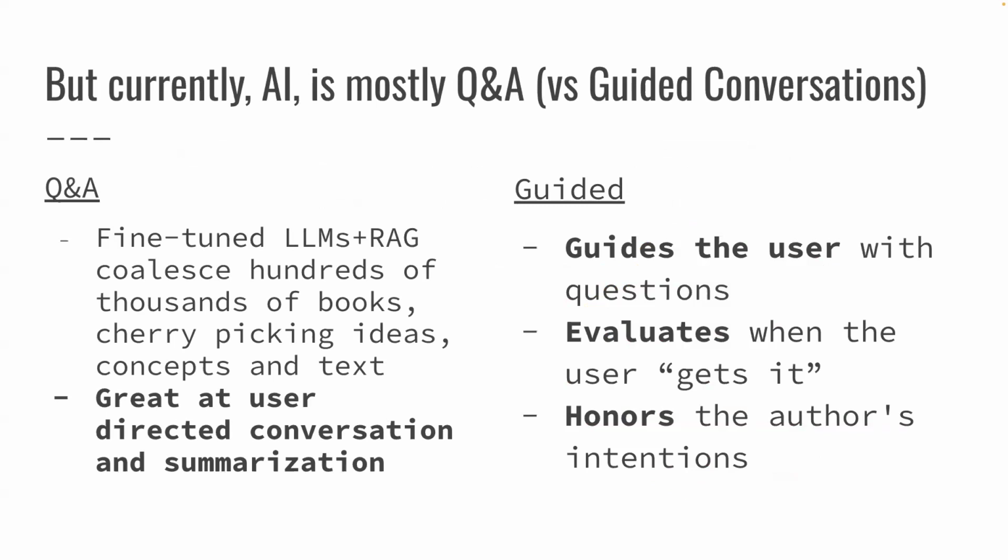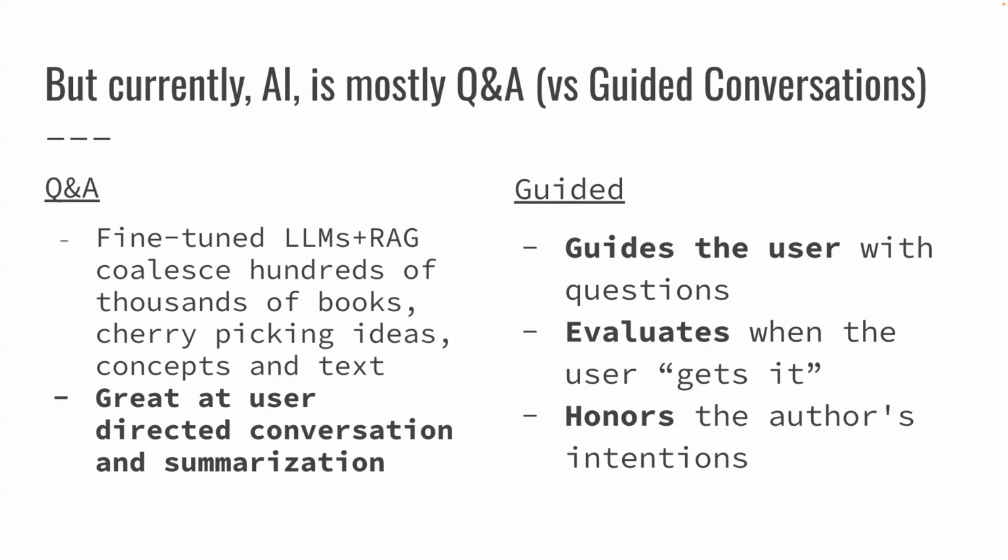And they're really good right now at Q&A. Ask it a question, it delivers an answer. It's fantastic at that. They're fine-tuned, they have the RAG stuff coming out now. They're coalescing hundreds of thousands, millions of books. They're cherry picking ideas. That's the interesting thing. They're cherry picking ideas and concepts from text, and they're giving you their version. So the LLM has their version of what it is. It may align with what the author said, or it may not align. And that's the important part here.